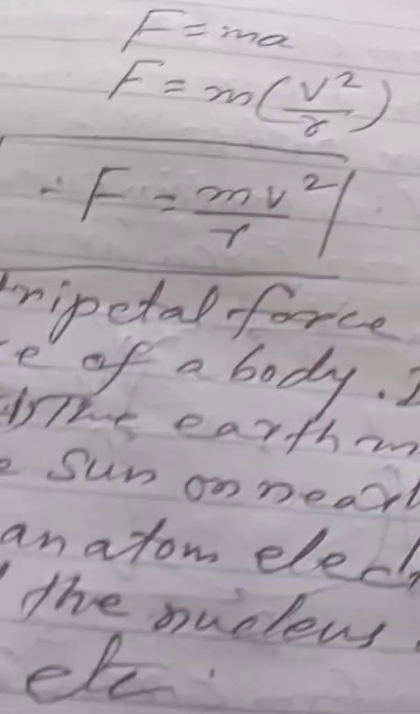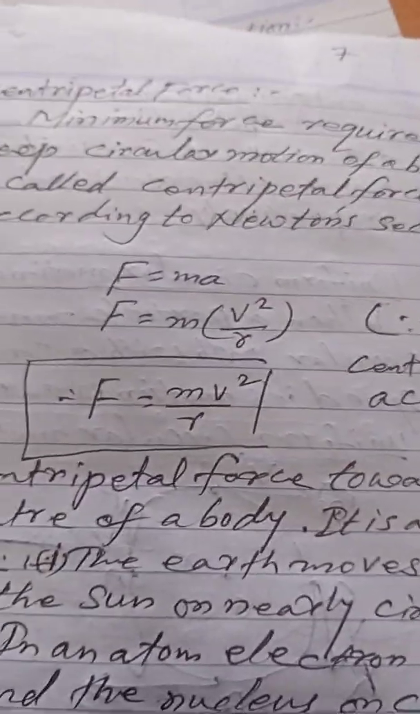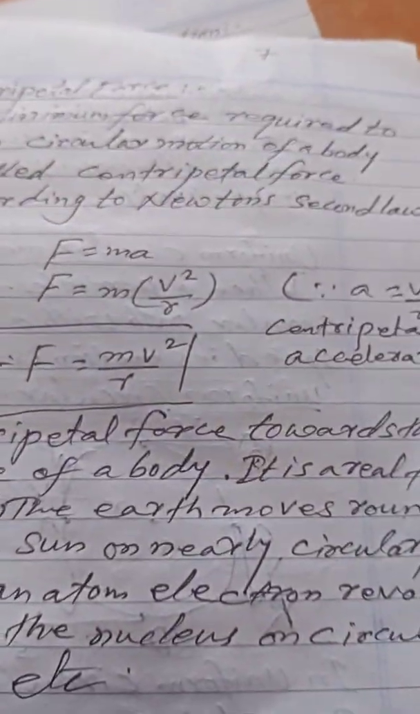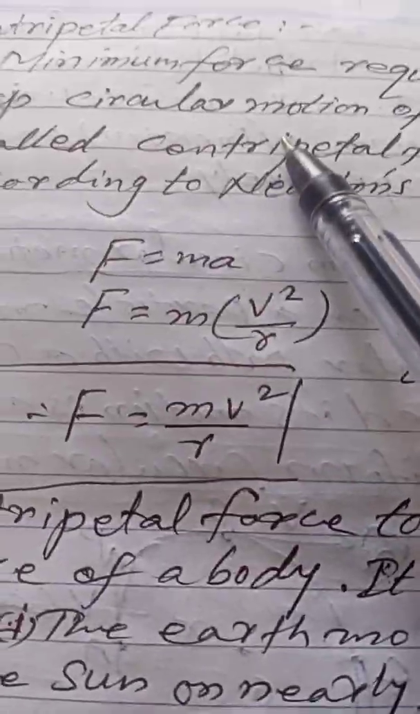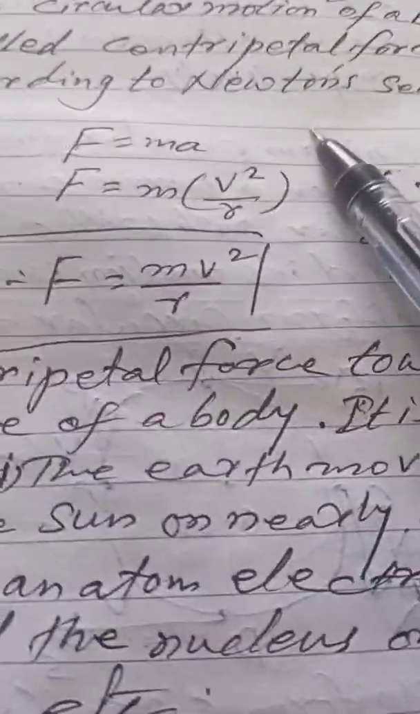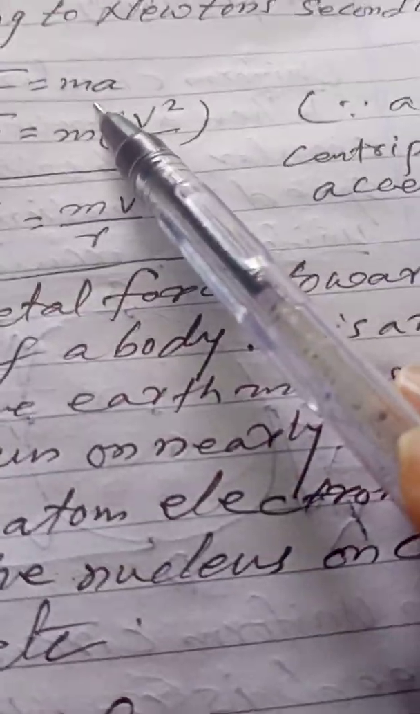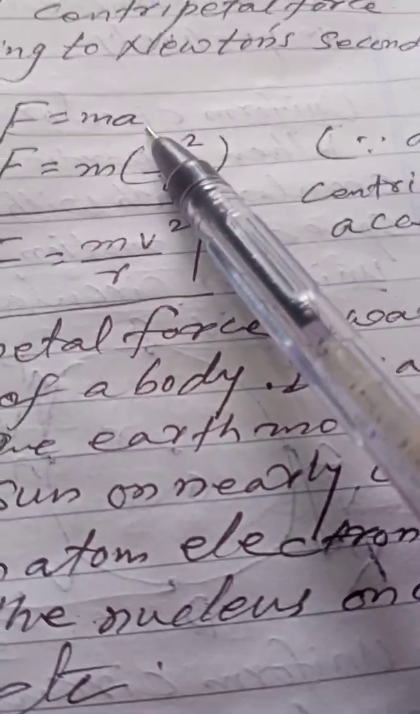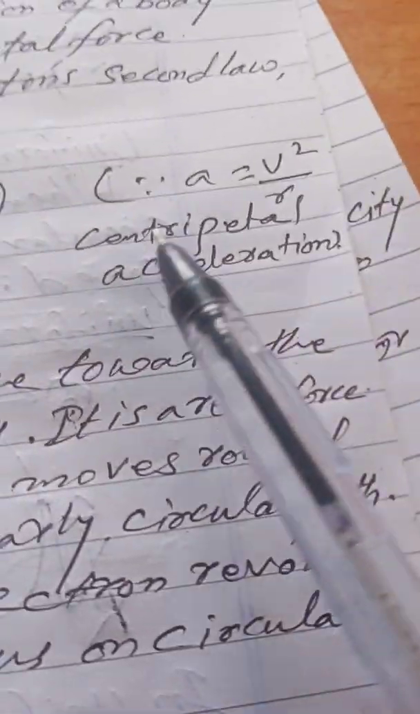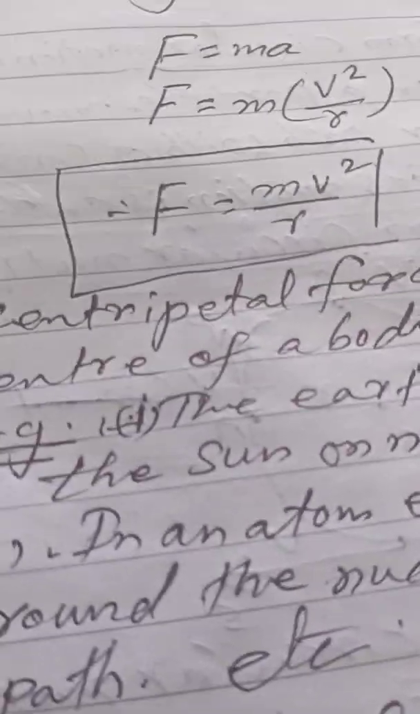Next is the centripetal force. The minimum force required to keep a body in circular motion is called centripetal force. According to Newton's second law, F is equal to ma, where m is the mass of the body or object and a is the acceleration. Centripetal acceleration a is equal to v square upon r. So mv square upon r is the centripetal force formula.